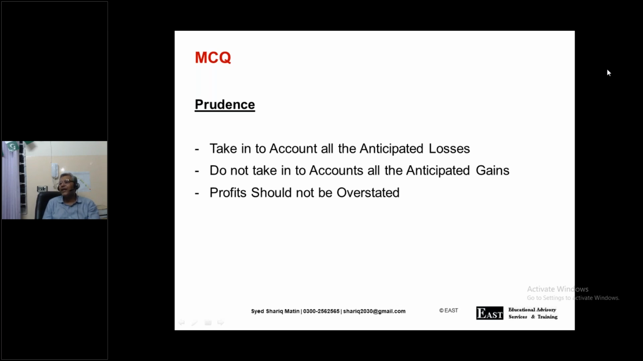Profit should not be overstated. Assets should not be overstated. You cannot show assets inflated. You cannot show profit inflated. Prudence concept says it is not allowed that you overstate your assets or you overstate your profit, right? Okay, let's see what is the next question we have.